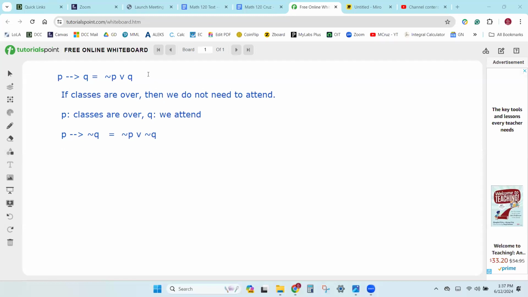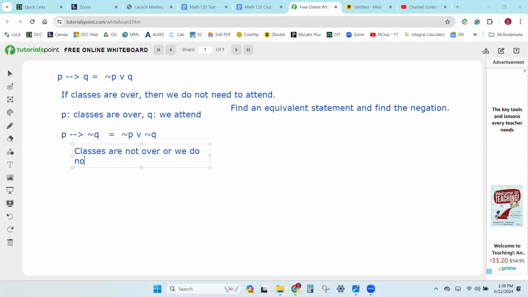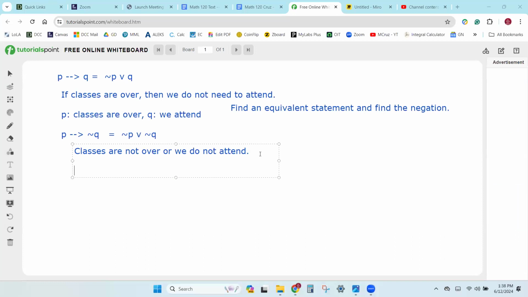I want to find the negation. Find the equivalent first. So this one right here is the equivalent statement. So the equivalent statement is: classes are not over or we do not attend. That's an equivalent statement, believe it or not. It's hard to understand, but the reason why we do it is in order to negate a conditional statement, we got to put it in the form of a disjunction in order to use De Morgan's laws.